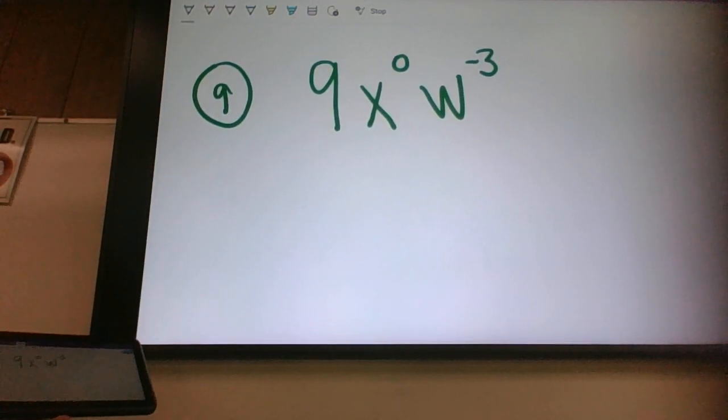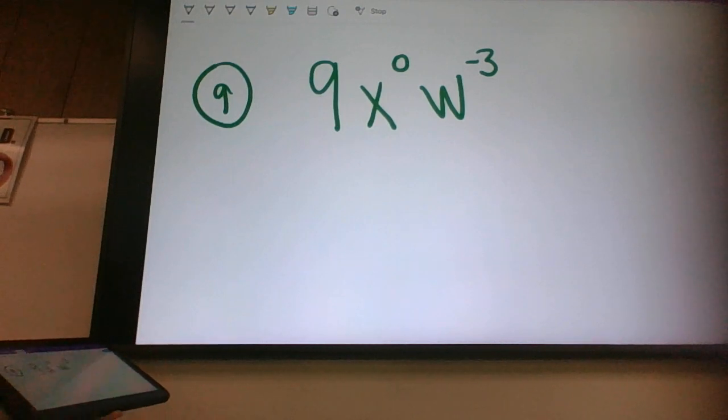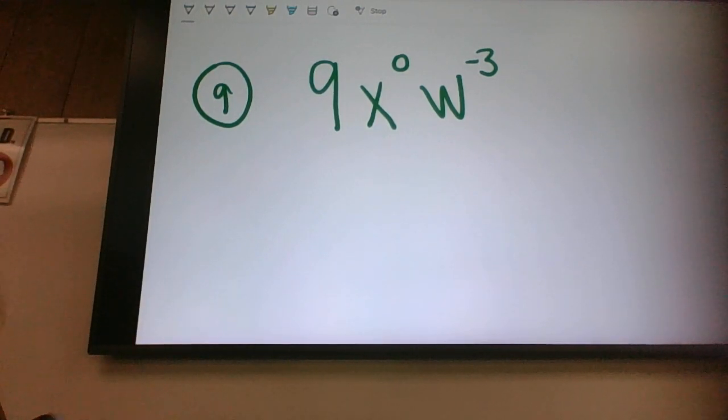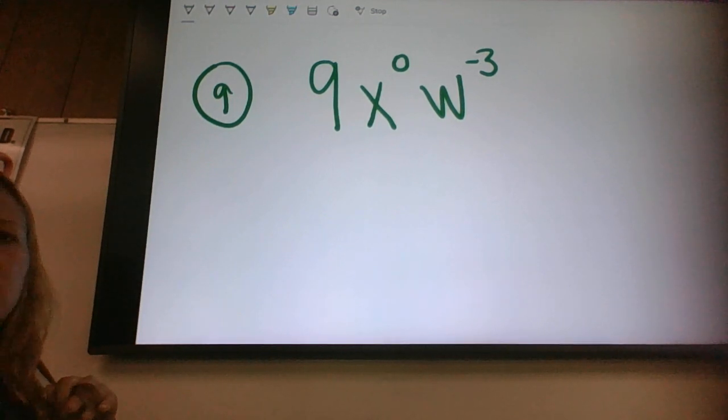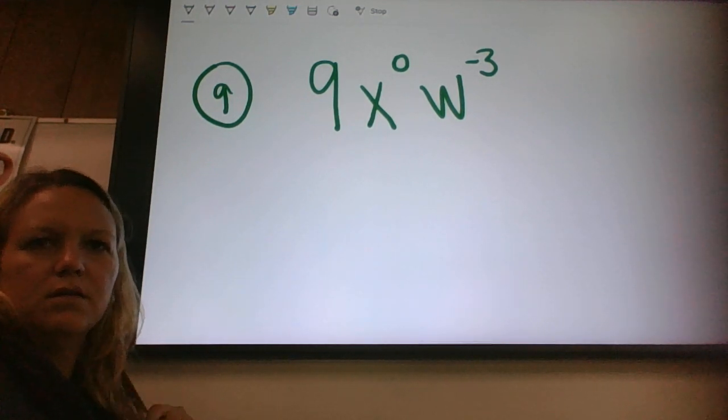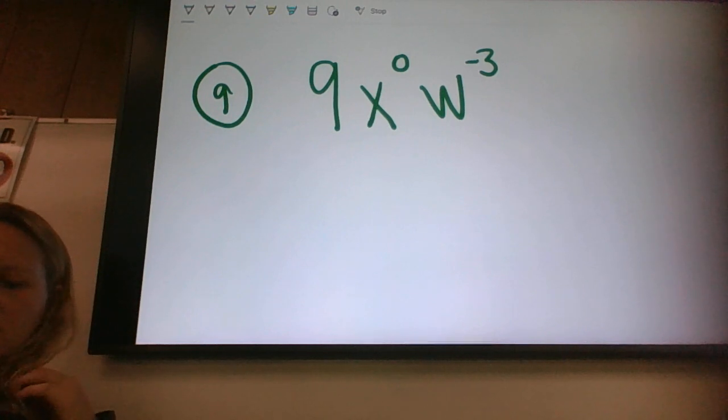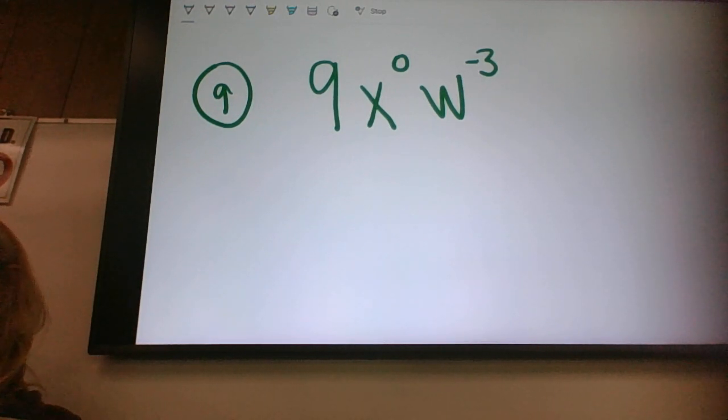Can you simplify this? W to the third, and you can simplify that by doing, I think you would say you could turn 9 up. You could use 9 as the 1 in the fraction. So it'd be 9 over W to the positive third.